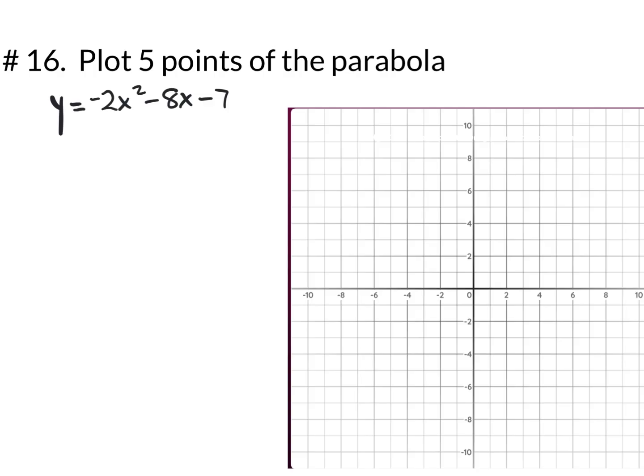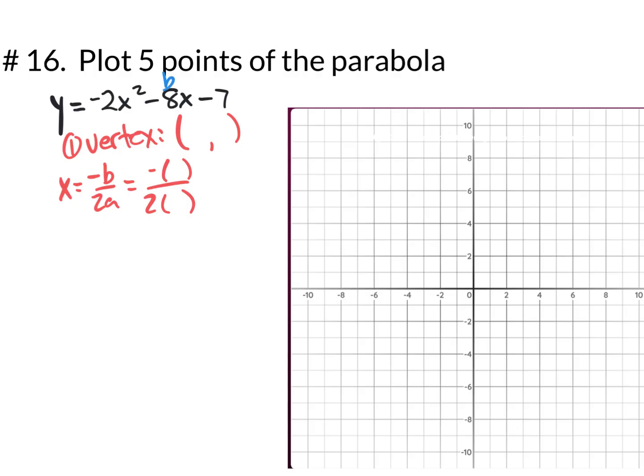Right here, we want to plot 5 points, and we finally get to some questions where we have to modify the pattern because the a value is -2. Let's begin by finding the vertex. And the vertex is a coordinate, and you find the x value of the coordinate using the formula x equals -b over 2a. And when you use this formula, please replace the b and the a with parentheses. Identify the b being -8 and the a being -2. So you put a -8 right there and a -2 right there, and then you do the math.